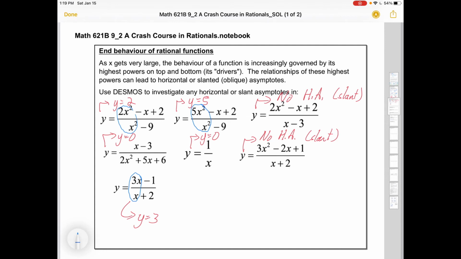For the ones where we have y equals 0, they have a higher power on the bottom. As we go out towards infinity, the bottom gets a lot bigger than the top, so we head towards 0. And the ones where we have no horizontal asymptote or a slant asymptote, the higher power is on the top. So those are the three categories. We look at the drivers, is what I think of them as, the highest powers on top and bottom, and we compare them. Because as we go to the far left and right, they're the only things in charge.